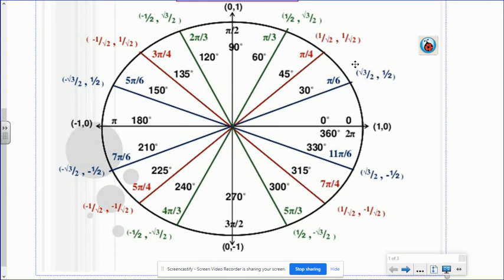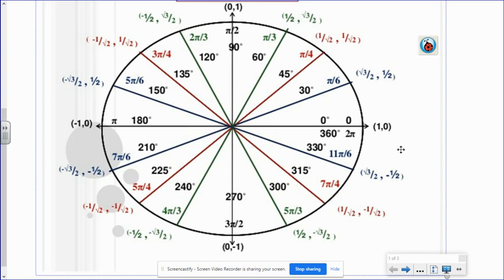So we have the 4 axes ordered pairs to remember, and then the 3 in the first quadrant. Anything with a denominator of 6 should be square root of 3 over 2 comma 1/2. Anything with a denominator of 4 should be 1 over square root of 2, 1 over square root of 2. And anything with a denominator of 3 should be 1/2 comma square root of 3 over 2. The last piece of the puzzle is how we change those ordered pairs when they're in a different quadrant.